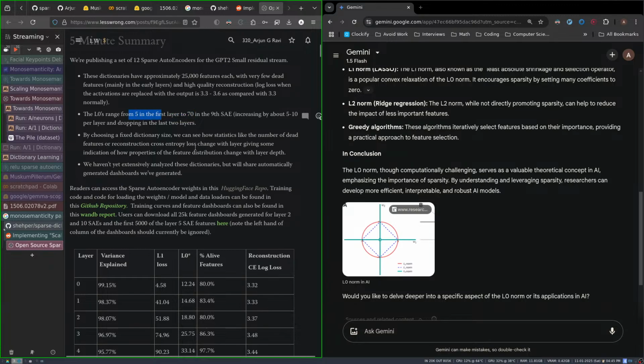5 in the first layer to 70 in the ninth layer, increasing by about 5 to 10 per layer and dropping in the last two layers.